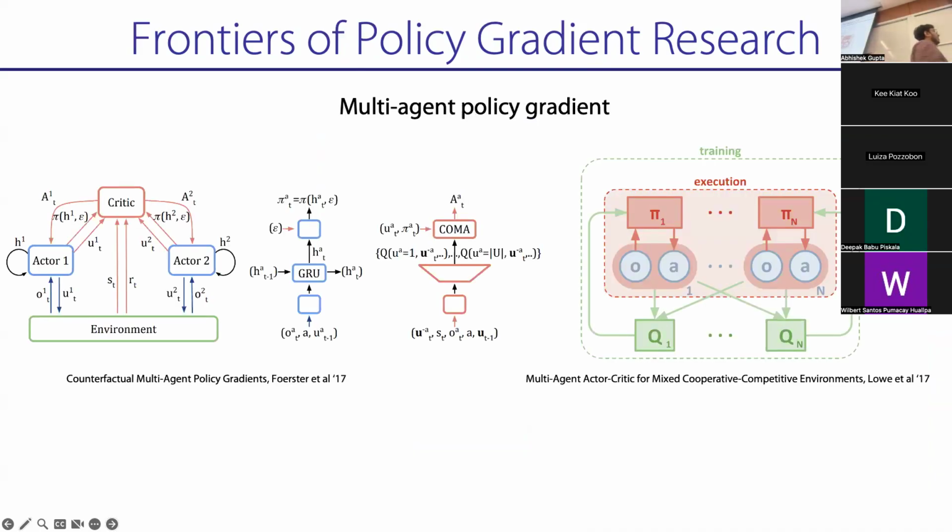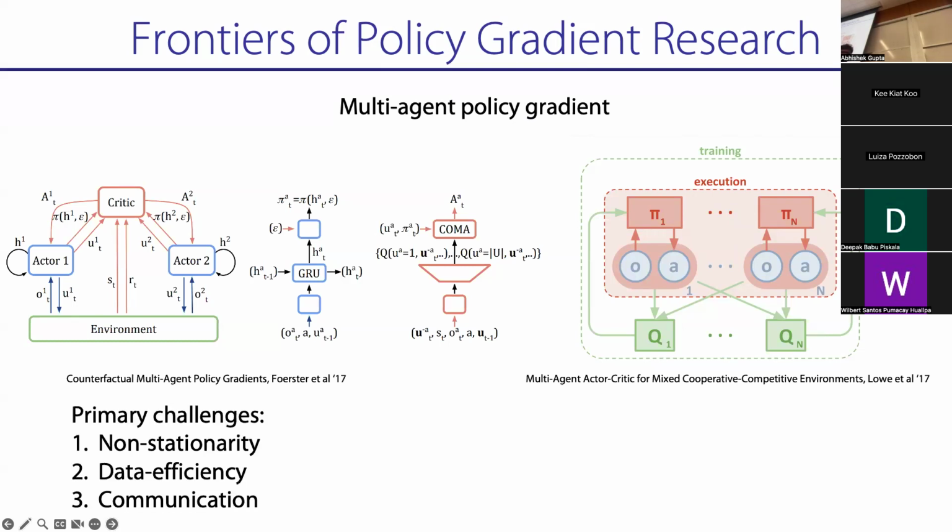Multi-agent policy gradient is still hard, especially as you go to millions of agents, let's say. And getting that to be stable, the convergence properties are not the same as single agent policy gradient. And so I think the challenge here is that it's non-stationary, different agents keep changing. Data efficiency can be really hard with multiple agents, and how do they communicate with each other?